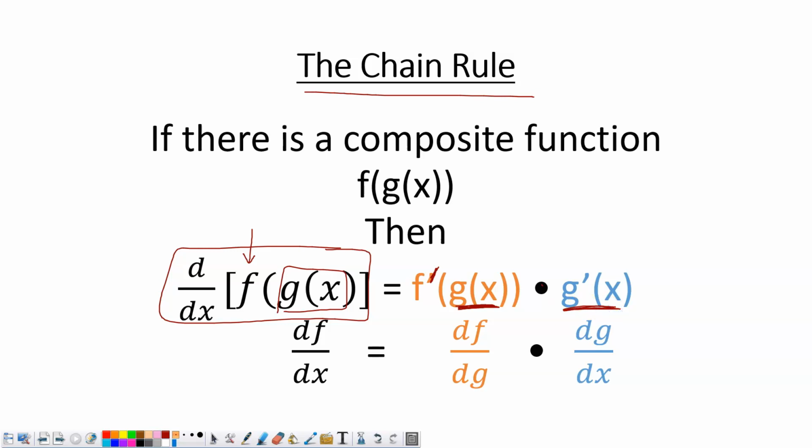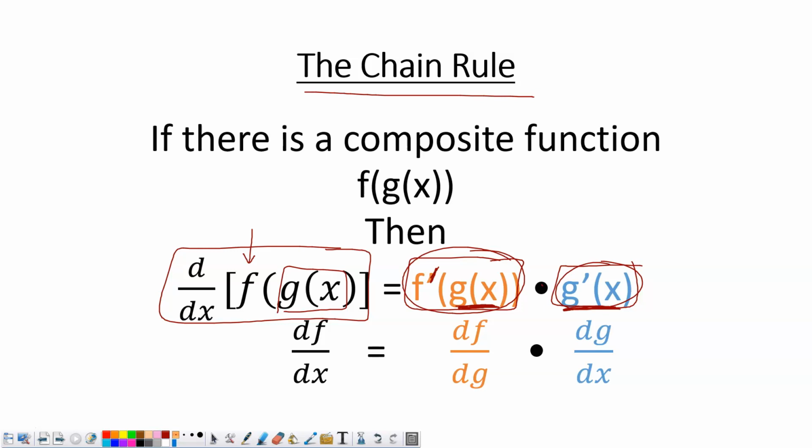Okay? So in other words, how fast f is changing with respect to g is going to be multiplied by how fast g is changing, and the total will tell you how fast the entire composite function is changing. So if you multiply the rate of change of g with respect to x by the rate of change of f with respect to g, then you'll know the rate of change of the composite function with respect to x.